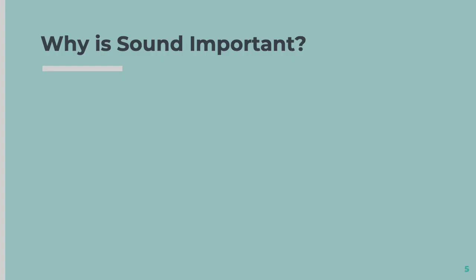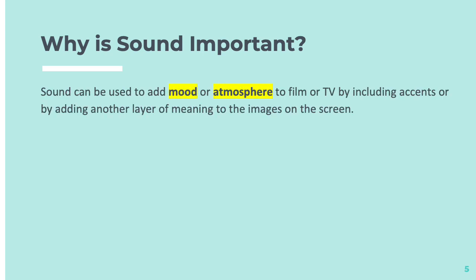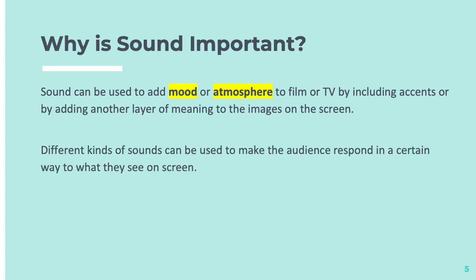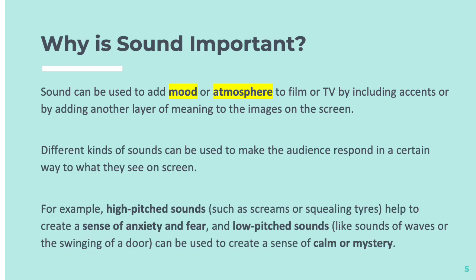Brilliant, okay, so we're looking at sound in today's lesson. So why is sound important in film and media? Sound can be used to add mood or atmosphere to film or television by including accents or by adding another layer of meaning to the images on the screen. Different kinds of sounds can be used to make the audience respond in a certain way to what they have seen on the screen.